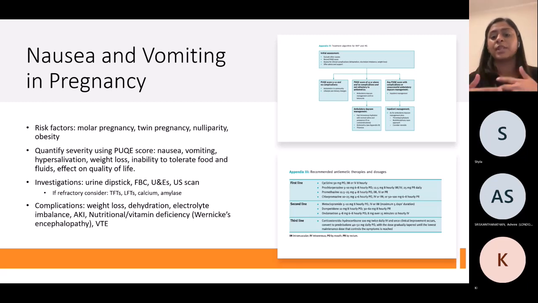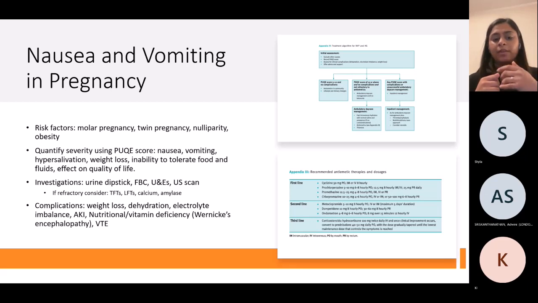So if the nausea and vomiting is really severe, then you can have electrolyte imbalances, and that's where hyperemesis gravidarum comes into it, because it's really defined as something that's prolonged, persistent, severe, and you will have complications like weight loss, usually about 5% at the very minimum, and you will have signs of dehydration or electrolyte imbalance, which you will be able to see on your U&Es. If these things are refractory, you should always look for other causes of nausea and vomiting in pregnancy, such as hypothyroidism. And the complications obviously are listed there.